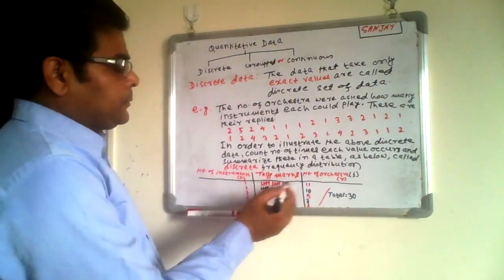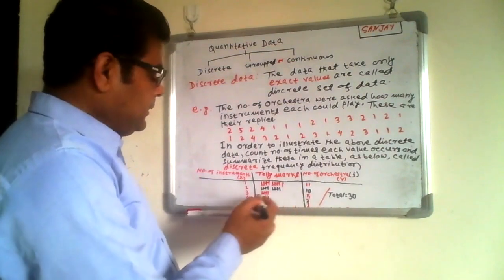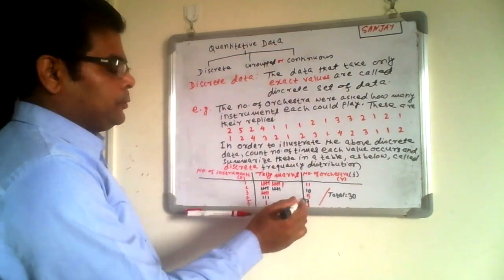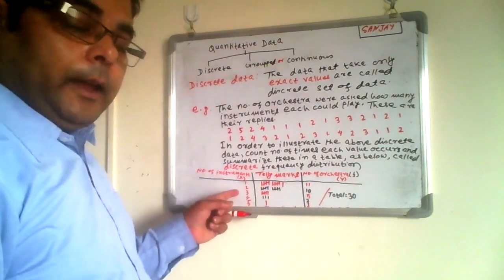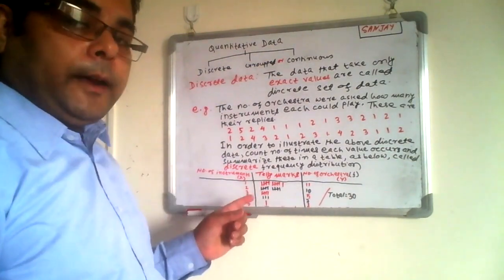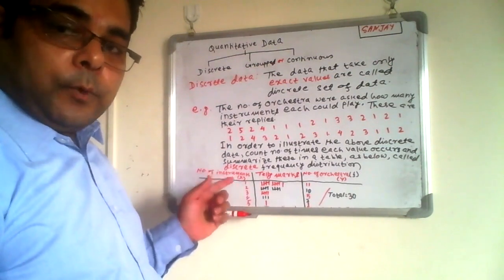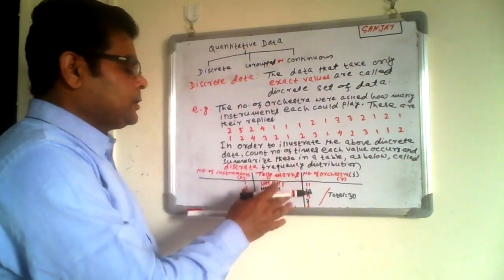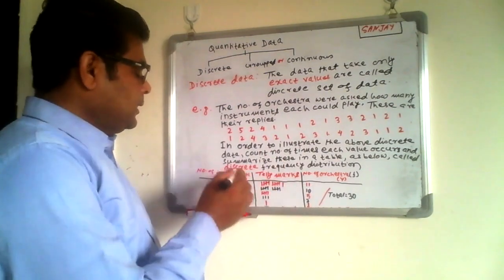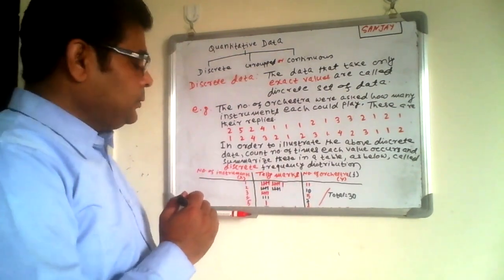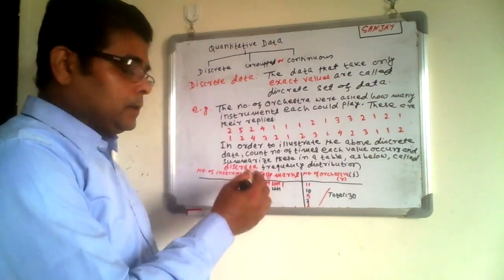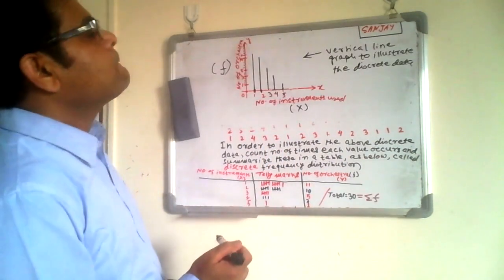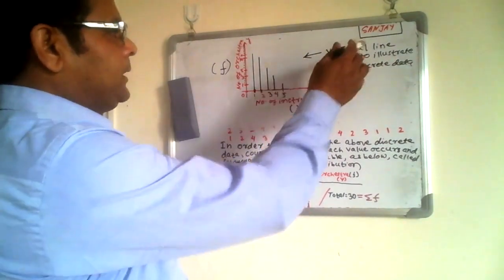Okay. So 1 has frequency 11, 2 has frequency 10, 3 has frequency 5, 4 has frequency 3, and 5 has frequency 1. So each of the x values has been defined at its own point. Therefore, this sort of frequency distribution is called a discrete frequency distribution, because it is based on discrete data. We can also represent this data by a vertical line graph.